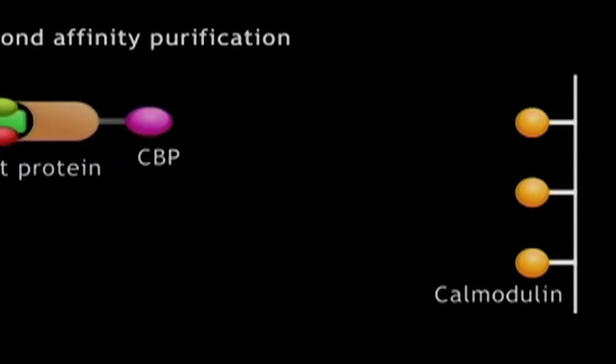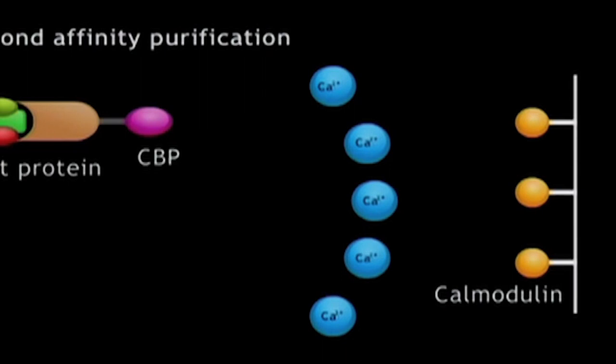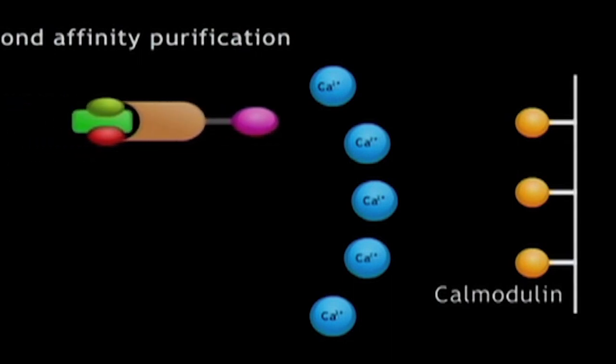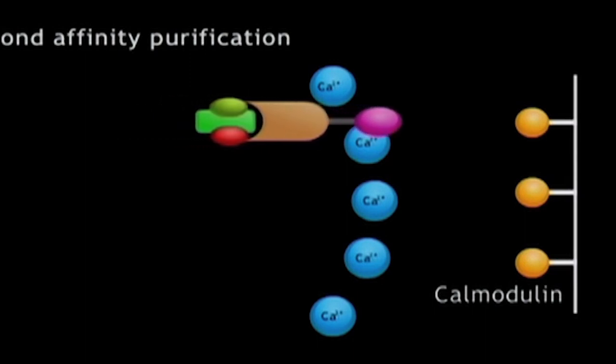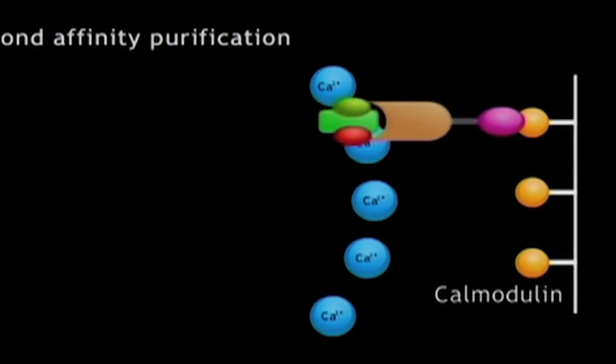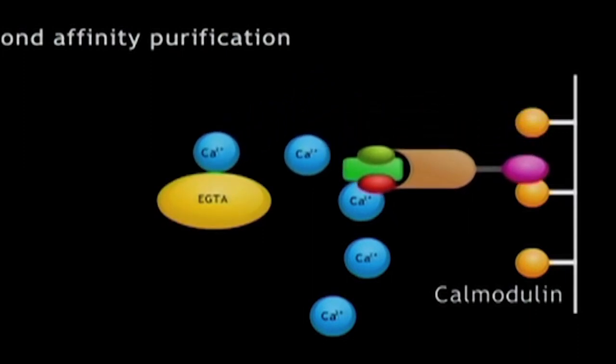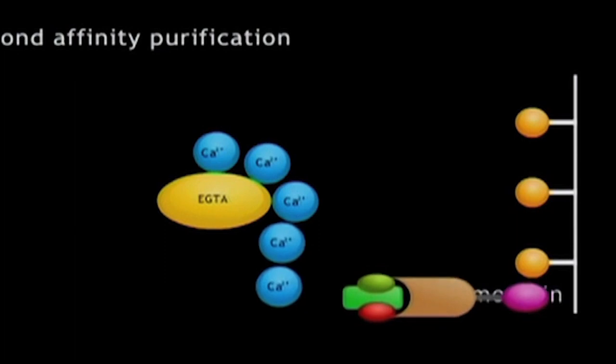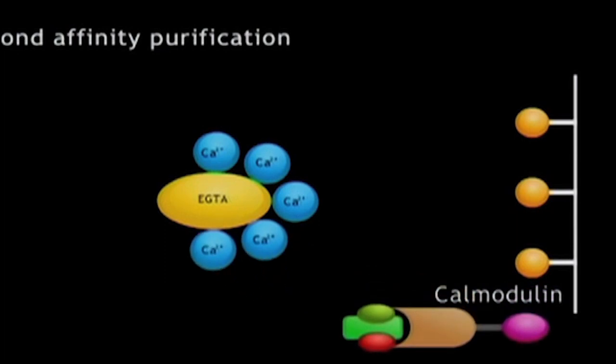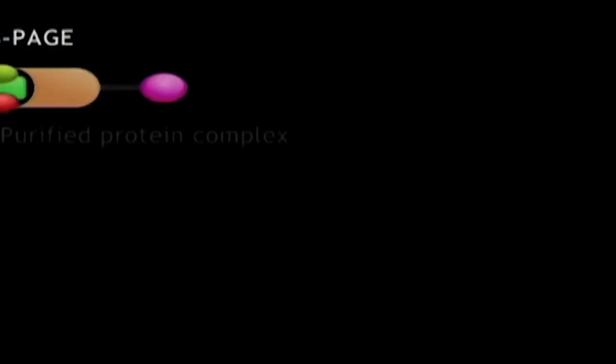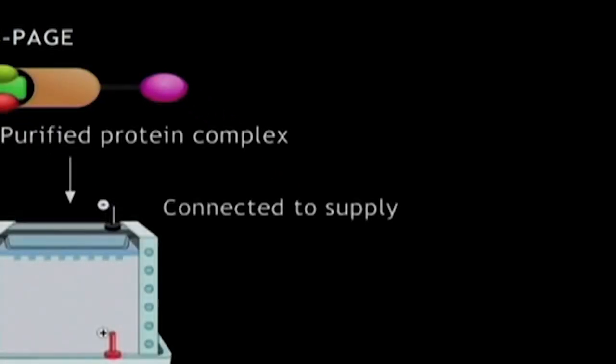Now, let us talk about the second affinity purification, in which the bait prey complex is bound via the CBP domain to a calmodulin functionalized column in the presence of calcium ions. The column is washed to remove any other unwanted contaminants, after which a chelating agent is added which complexes the calcium ions. Once these are removed, the CBP calmodulin interaction is weakened and leads to release of purified protein complexes.